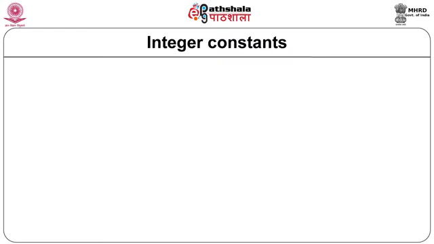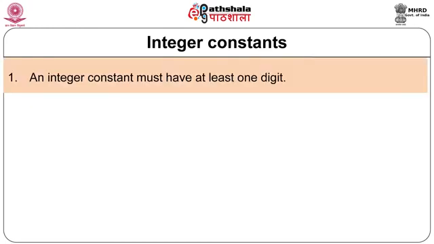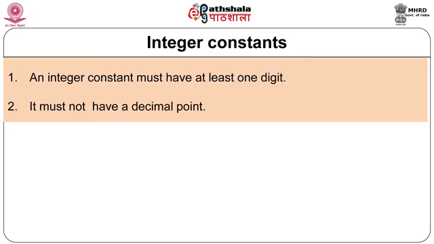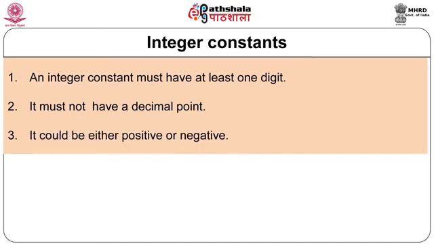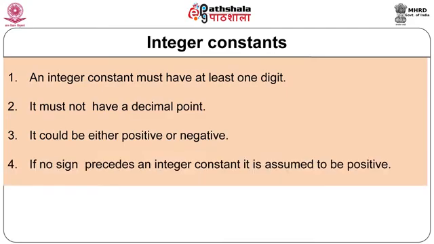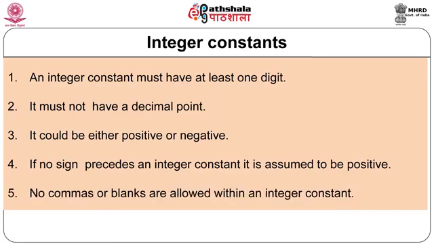There are certain rules given for defining integer constants in a C program. An integer constant must have at least one digit. It must not have a decimal point. An integer constant could be either positive or negative. If no sign is given, it is a positive integer, which means the default sign of an integer constant is positive. No commas or blanks are allowed within an integer constant.